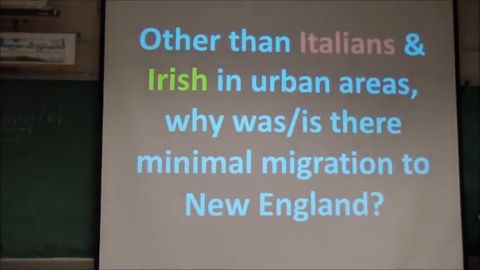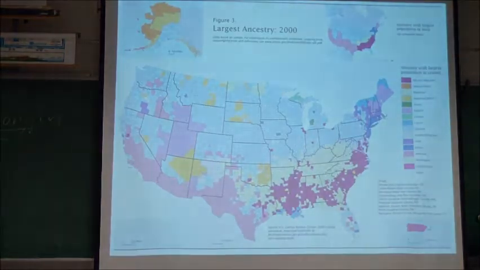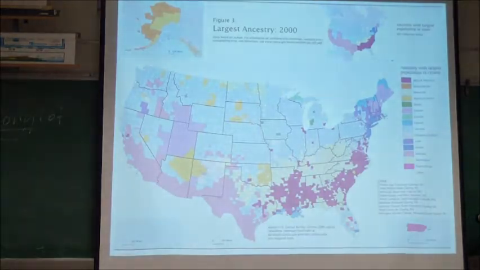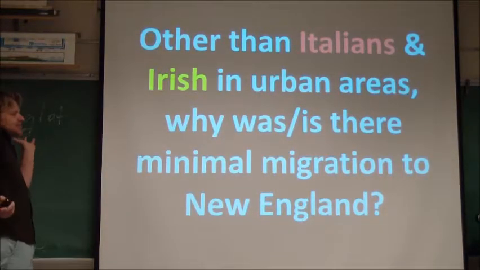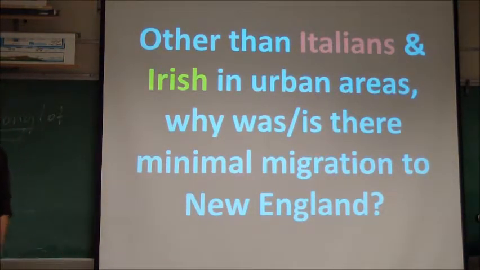So, other than the Italians and the Irish, why has there been minimal migration to New England? So we've got the Italians and the Irish. Why do we not really see too much migration happening there? Because it's already so densely populated? So you could say that. So the cities are already pretty densely populated. Okay.